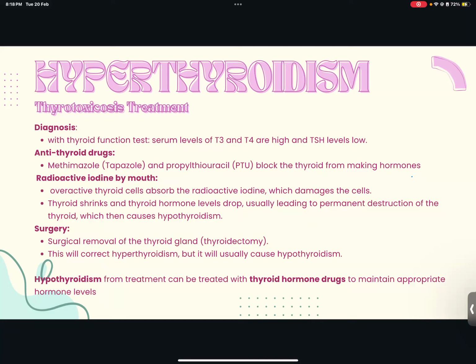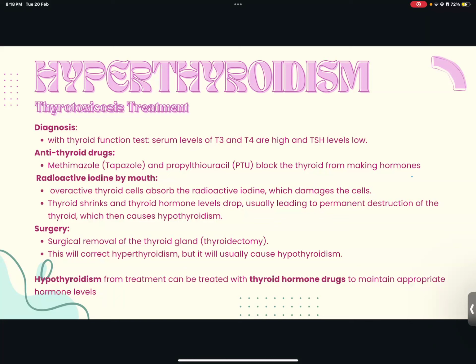Another treatment is where you give them radioactive iodine by mouth. Basically, when they eat this iodine, it's going to be absorbed in the GI tract, then enter the blood, and then find its way to the thyroid. And when it finds its way to the thyroid, the overactive thyroid cells are going to absorb this radioactive iodine, and this is going to damage the cells. So the cells are going to atrophy, they're going to die, and the thyroid hormone levels are going to drop. And this usually leads to permanent thyroid destruction, and then that later on causes hypothyroidism.